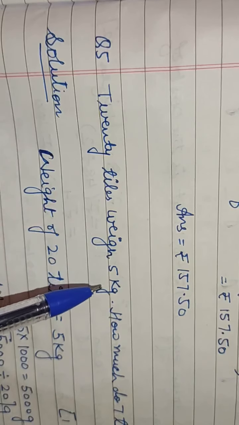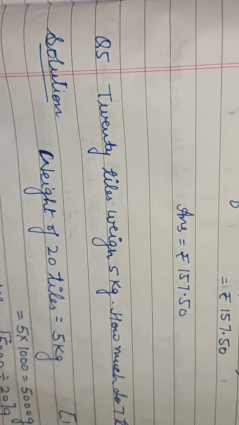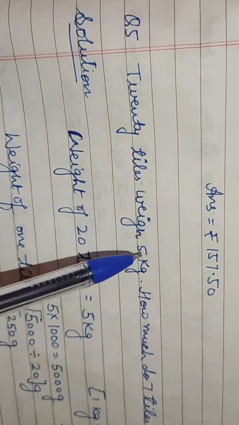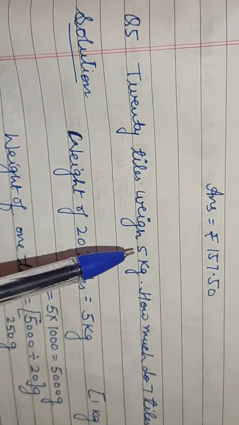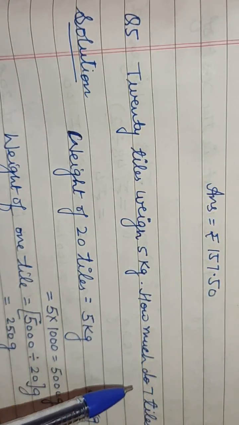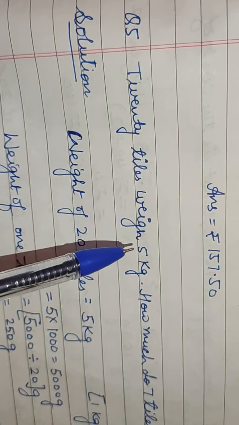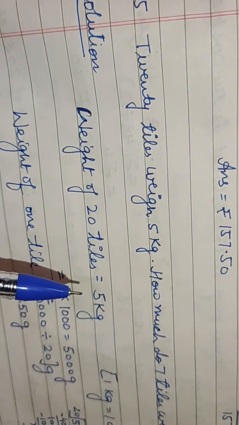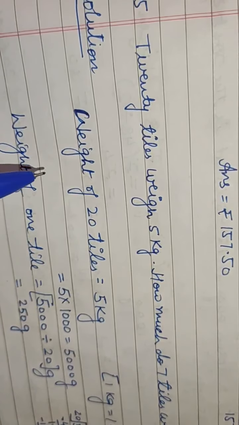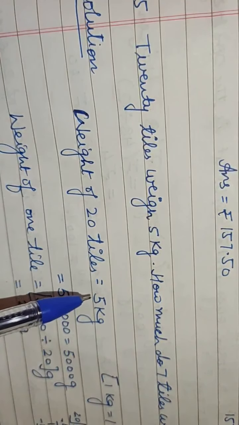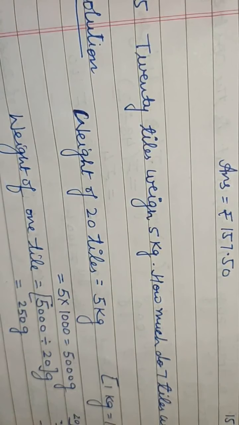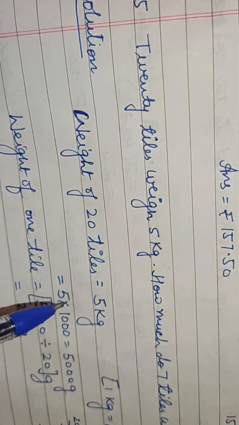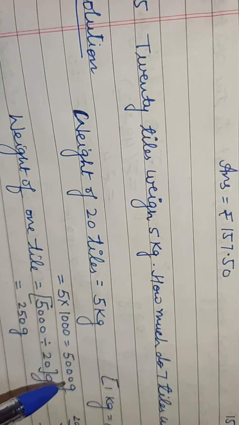Tiles weigh 5 kgs. How much do 7 tiles weigh? Weight of 20 tiles is 5 kg and you have to find the weight of 7 such tiles. It means you have to move from many to many. So we will apply the unitary method in this. So let's start the solution. Weight of 20 tiles is equal to 5 kgs, and we know that 1 kg is equal to 1000 grams.